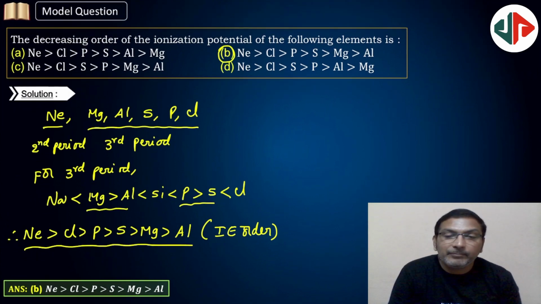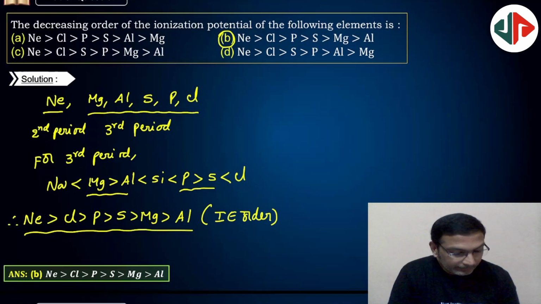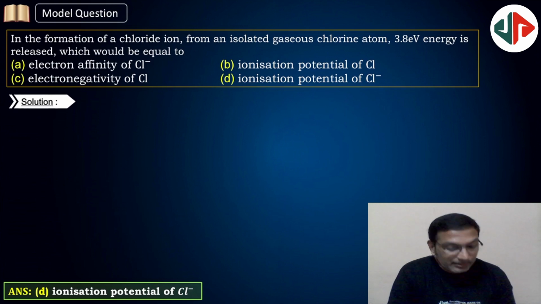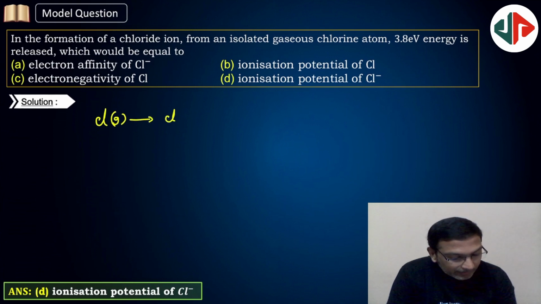See next question. In the formation of chloride ion from isolated gaseous chlorine atom, 3.8 electron volts of energy is released, which would be equal to. So here it is given conversion of gaseous atom to Cl- gaseous ion. This one neutral atom and uninegative ion.